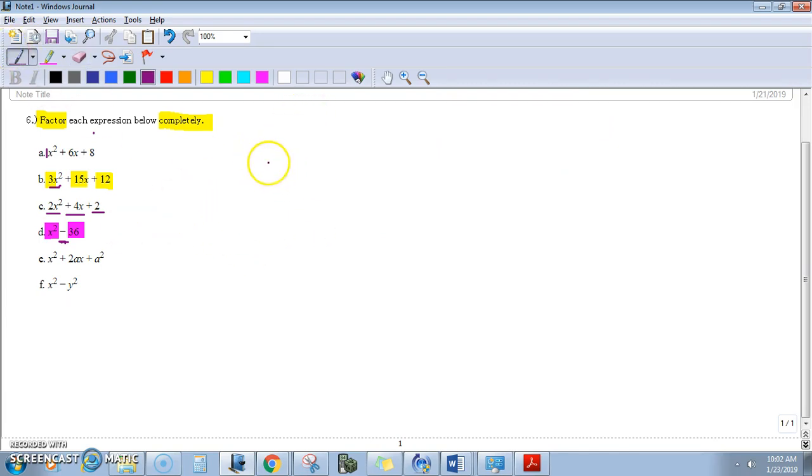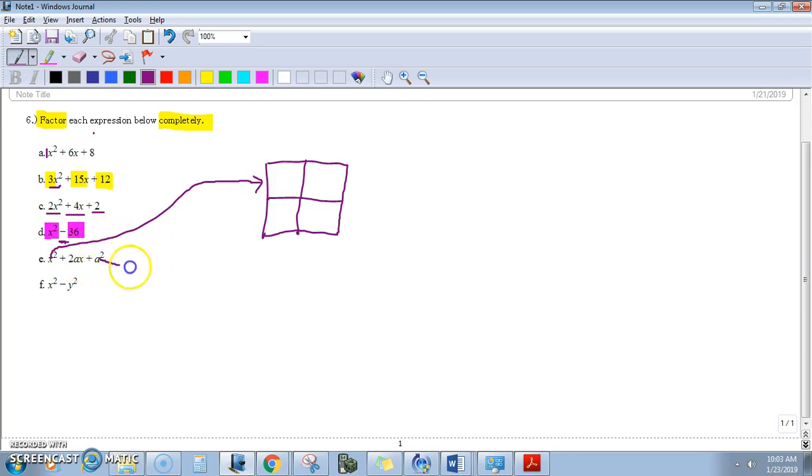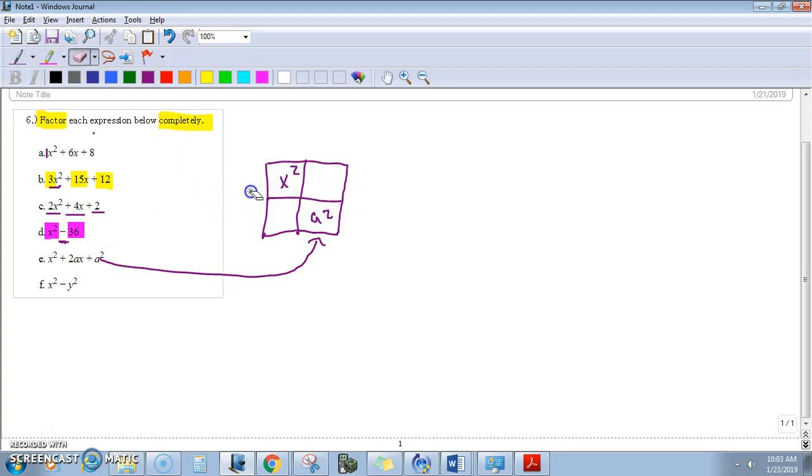Think about it this way. Let's make our box. And we're going to put the first term and the last term in the box like we always do. So x squared here. We'll put a squared here. Okay, so check this out. Let me erase this really quick actually.